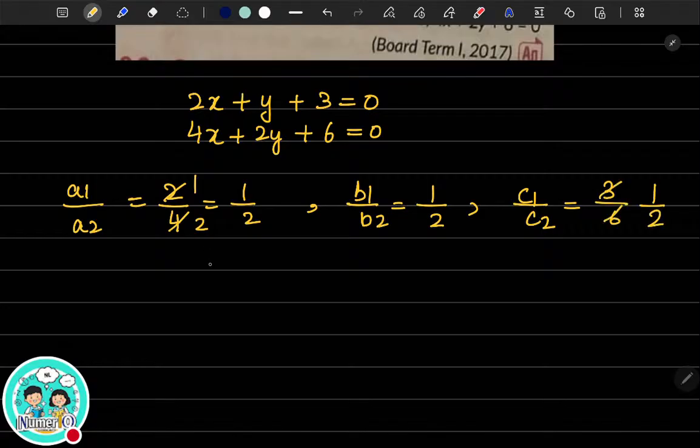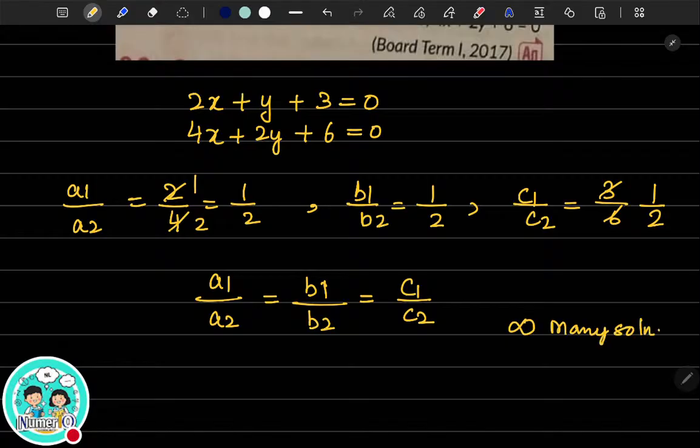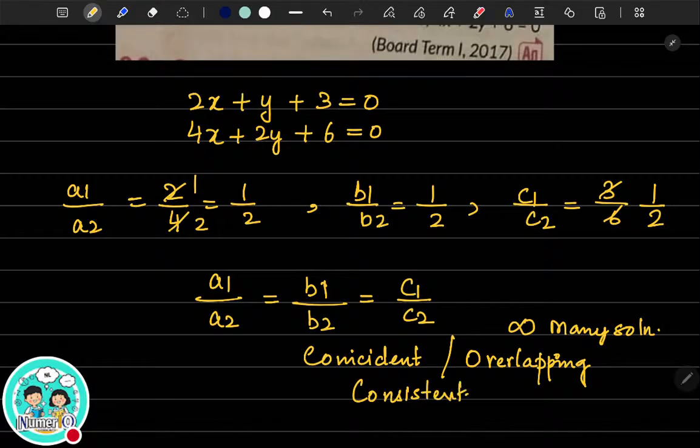So if all the 3 ratios are equal, what is the scenario that we saw? a1 by a2 equal to b1 by b2 equal to c1 by c2, then it will have infinitely many solutions. How are the lines? The lines are coincident, or they overlap each other. They are overlapping lines, one over the other. The system is consistent. Am I correct? The system of equations is consistent.